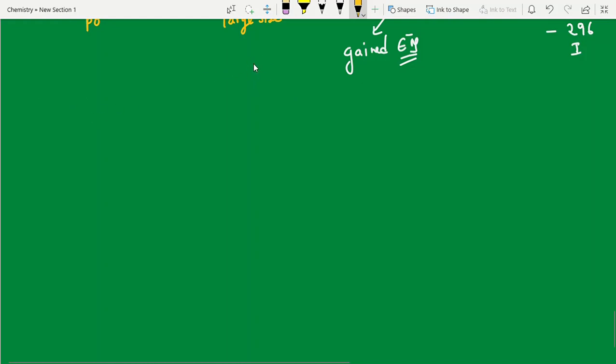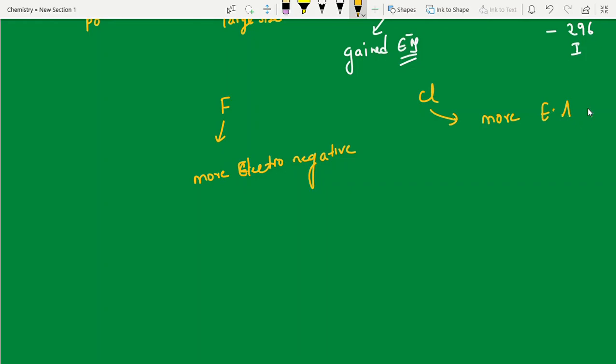Electron gain enthalpy, electron affinity, 16th family. Fluorine is more electronegative. Chlorine has more electron affinity. Don't miss these two questions. Now, next one.